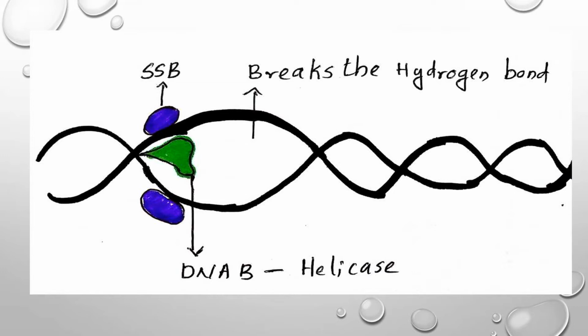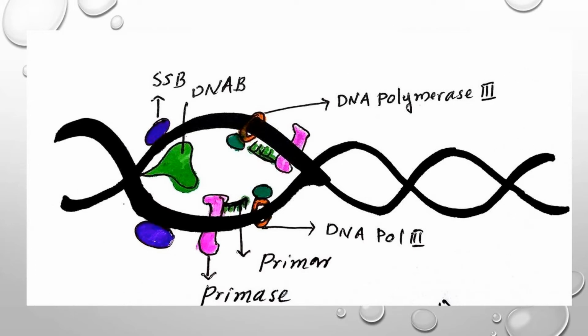You can see here, helicase completely opens up the hydrogen bonds and the two strands, and you can see the replication bubbles here. You can see SSB is here. What is the role of SSB? Yes, it prevents the re-annealing process. Then what will happen next? Primase builds the RNA primer, and then DNA polymerase 3 is added to the primer site. You can see the primase and DNA polymerase 3 very clearly in this picture.